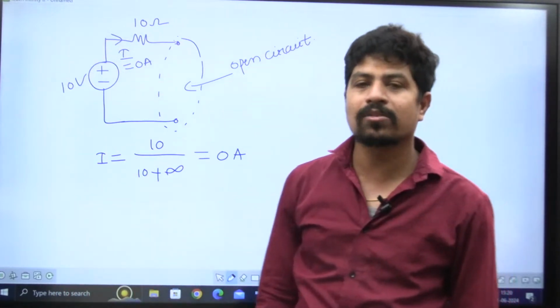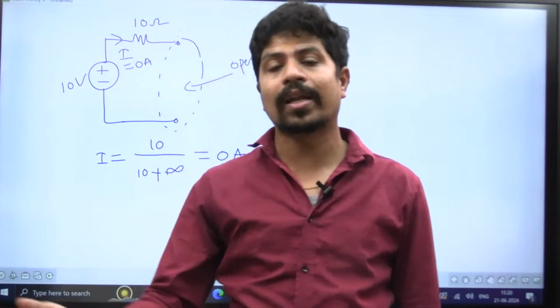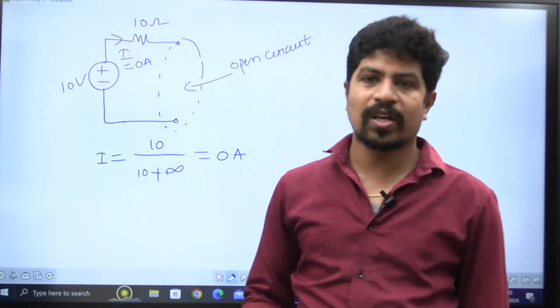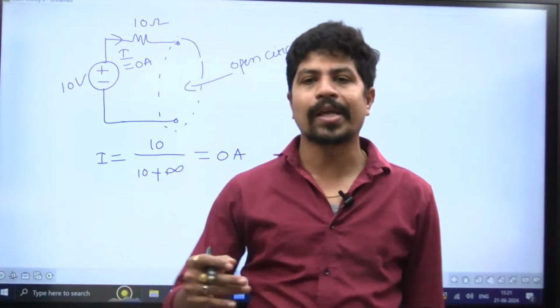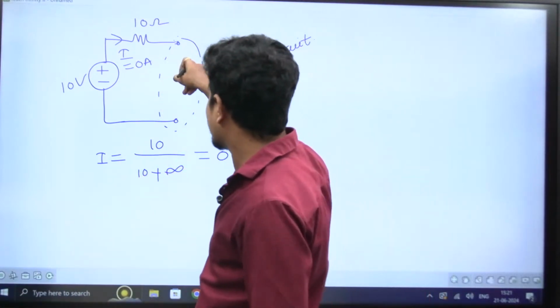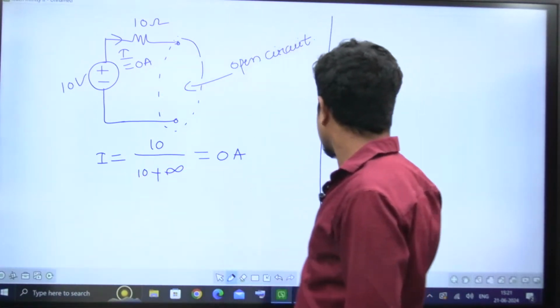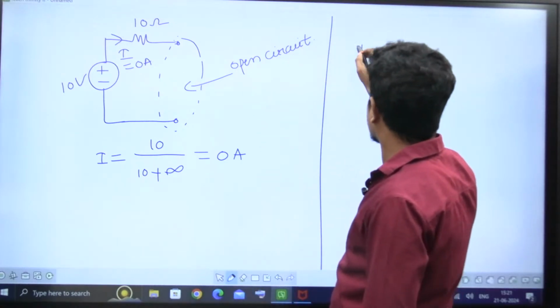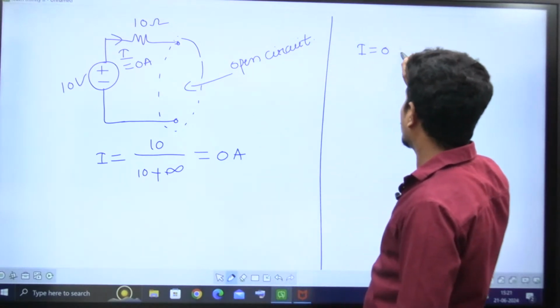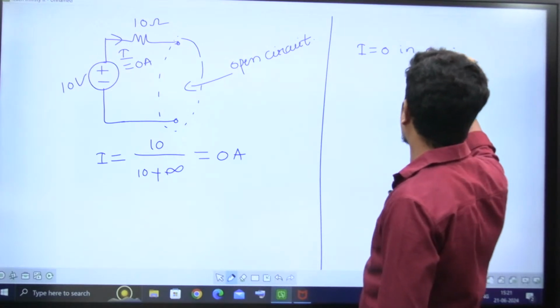Sir, why does no current flow? There is no closed path for the flow of current. Current always travels through some medium, not through air. Here nothing is there, therefore current is not flowing. So this way you can understand why open circuit resistance is infinite. First of all, from common sense, I is equal to 0 in an open circuit. Why? Current cannot flow through air.